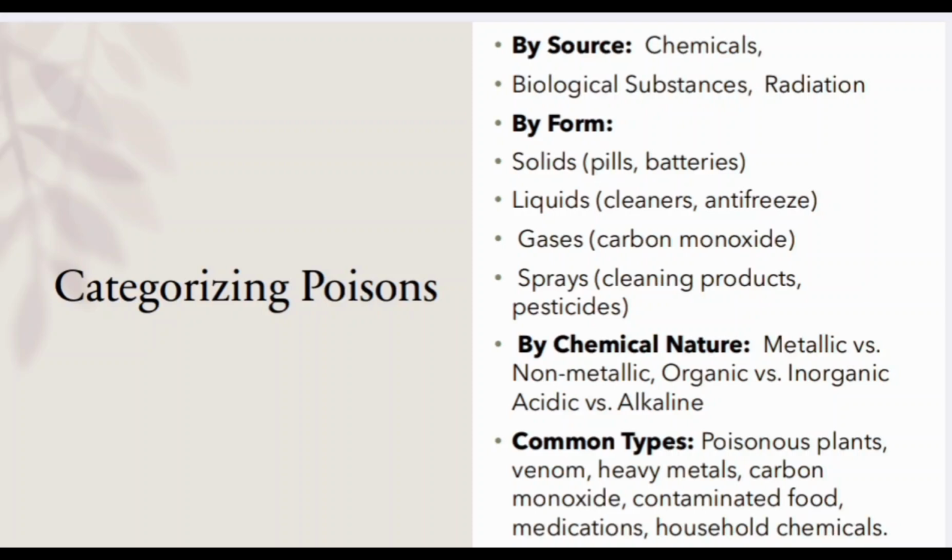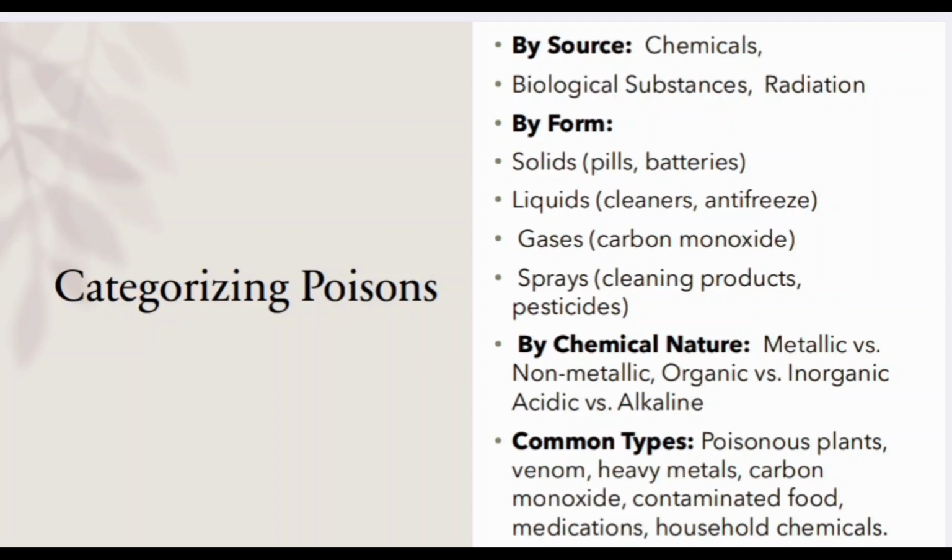In solid forms there are pills and batteries. In liquid form there are cleaners and antifreeze. Then in case of gases there is carbon monoxide, and sprays include cleaning products and pesticides. By chemical nature, poisons are metallic versus non-metallic, organic versus inorganic, and acidic versus alkaline.